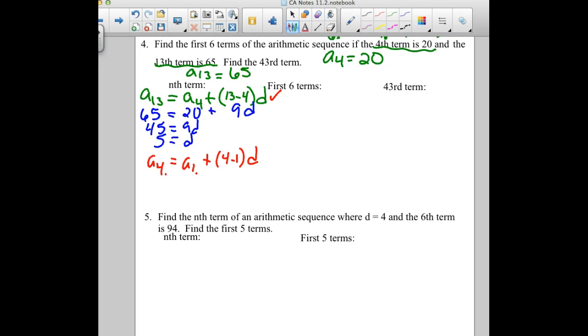Okay? So let's fill in what we know. Our 4th term was 20. And our common difference we just found to be 5. So if we add 3 of those 5s, what's my first term going to be? Okay. So I know my first term, I know my common difference. Can I write my rule? Yes. All right, let's go ahead and do that.